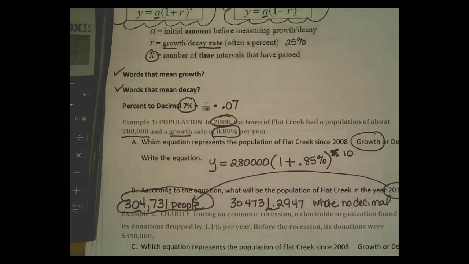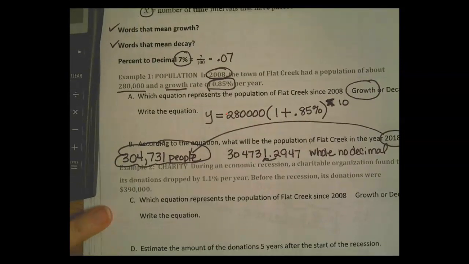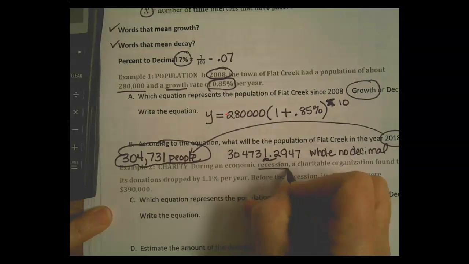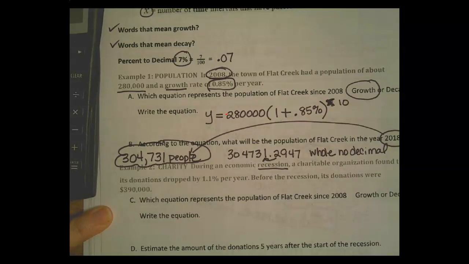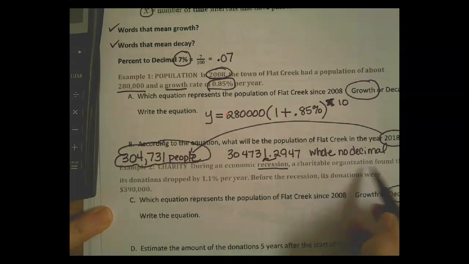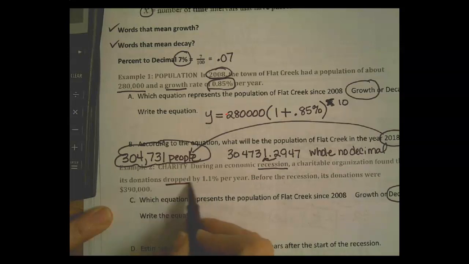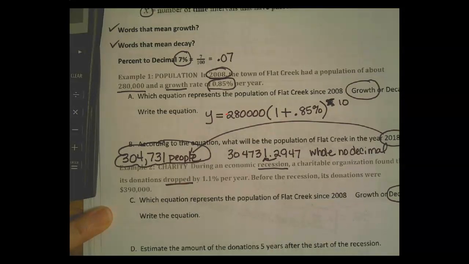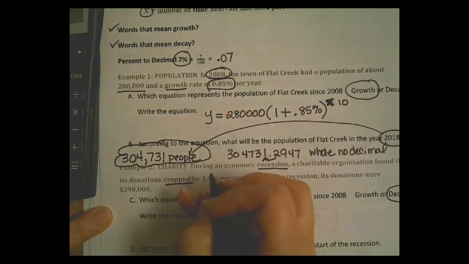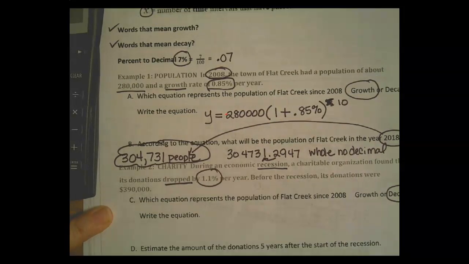Okay. The next one is talking about a charity. During an economic recession, do you think a recession is a growth or a decay? Hopefully you're saying that it's a decay. That word recession. So the charitable organization found that its donations dropped. There's another decay, decreasing word. Here's my percent per year.